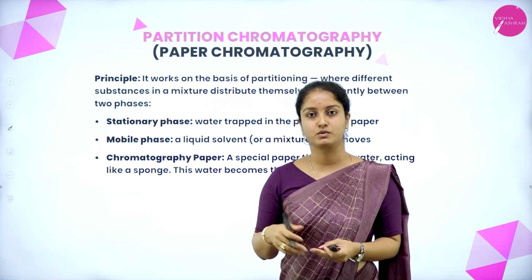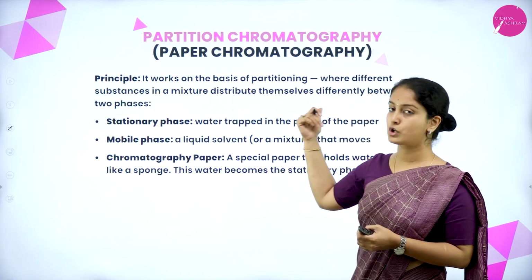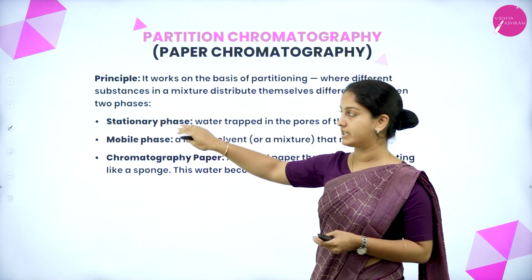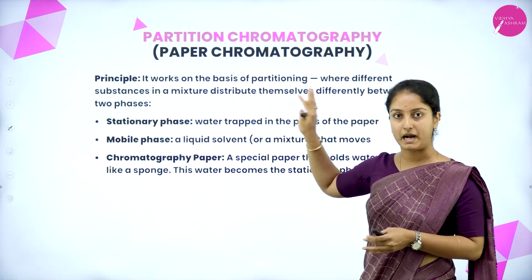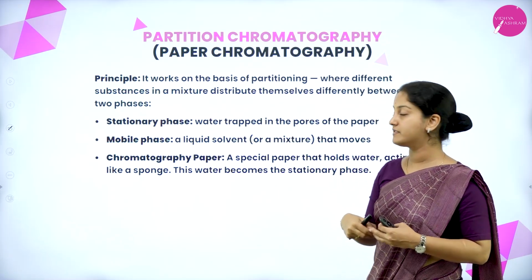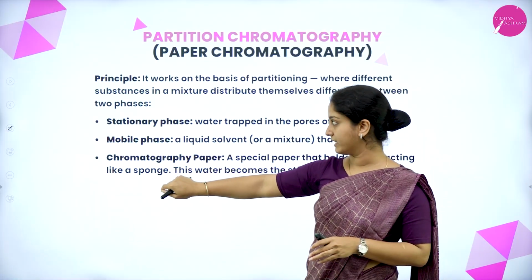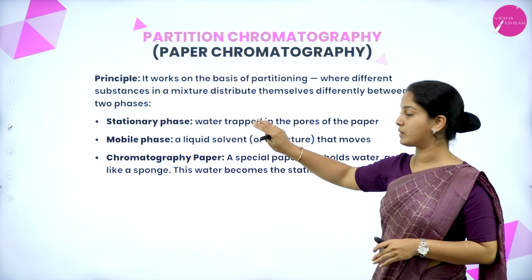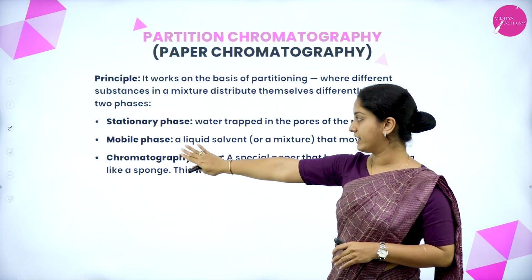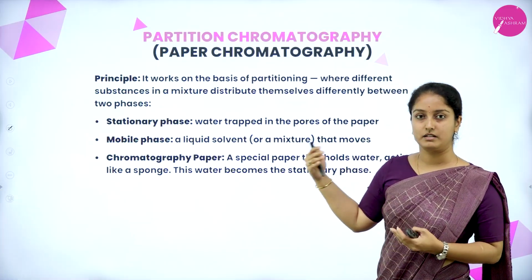Partition chromatography is one of the types of chromatography. Here it is also called paper chromatography. The principle used here is that it works on the basis of partitioning, where different substances in a mixture distribute themselves differently between two phases, that is stationary phase and mobile phase. Stationary phase is where the water is trapped in the pores of the paper. Then mobile phase is a liquid solvent or a mixture that moves around.